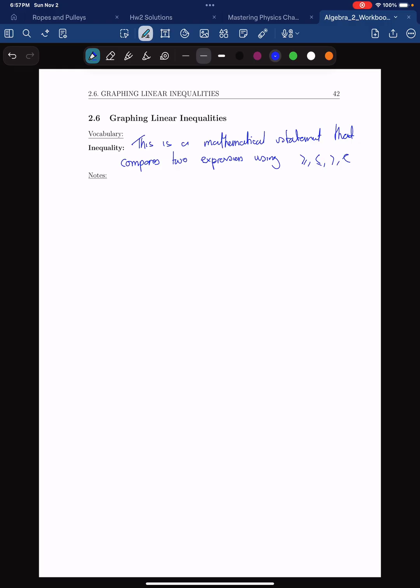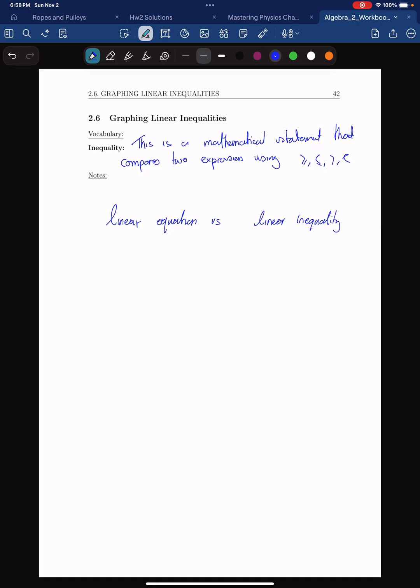So let's talk about inequalities per se. They are their own unique thing. Don't think about them as a type of linear equation. Inequalities are a whole different thing. They're not a type of linear equation. So let's look at some of the differences between a linear equation and a linear inequality.